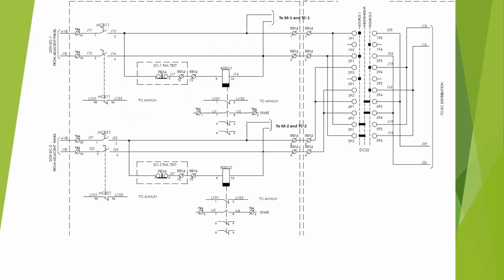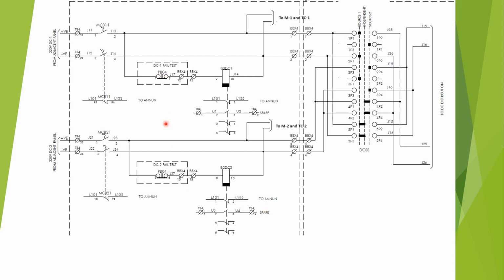So here the schematic has been shown for the DC selector switch and double DC source. Here J11 and J12 is the DC source 1, and J21 and J22 is the DC source 2. Since two separate DC sources are used in a CRP panel, there exist two DC supervision relays, that is 80 DC1 and 80 DC2. 80 DC1 monitors the healthiness of DC source 1, and 80 DC2 monitors the healthiness of DC source 2.